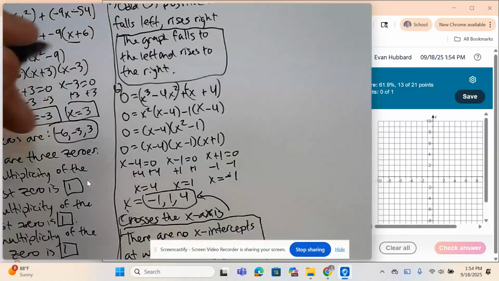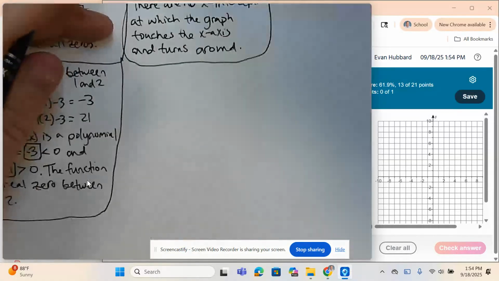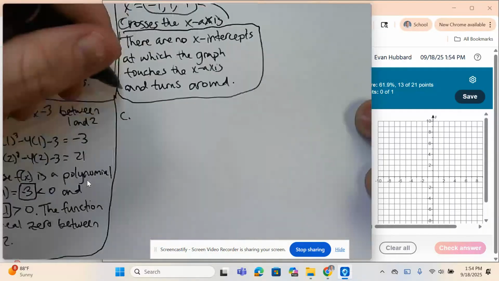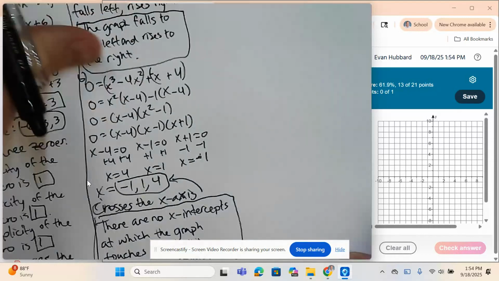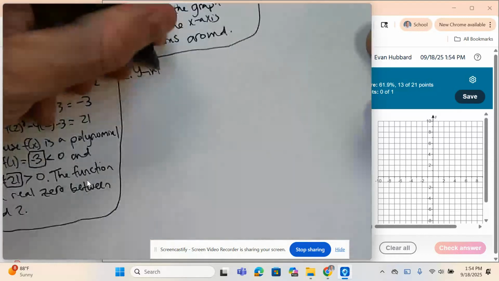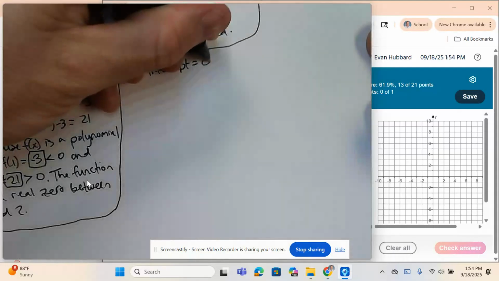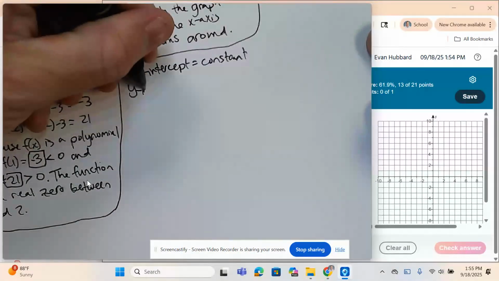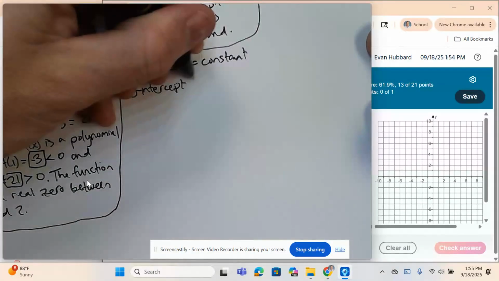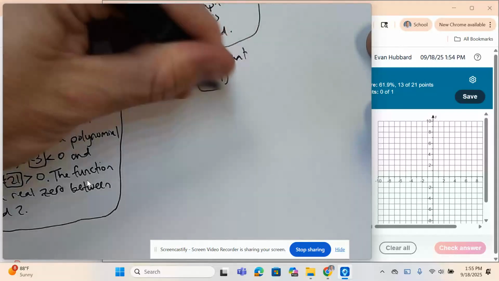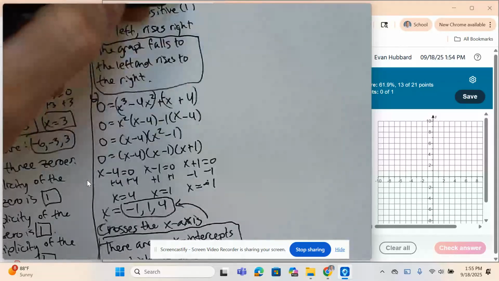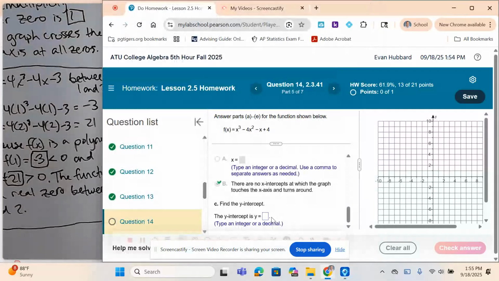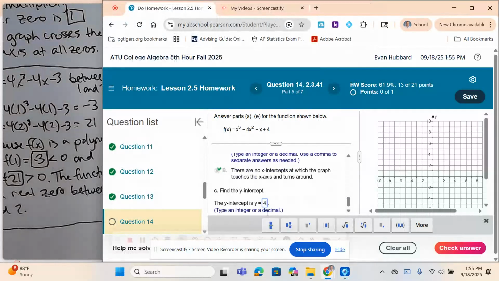All right. The y-intercept is just going to be the constant. The constant is 4, so the y-intercept is 0, 4, because 4 is the constant. Actually, it should be y equals 4.